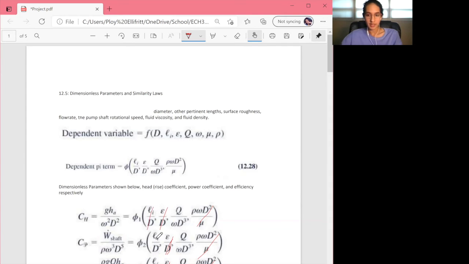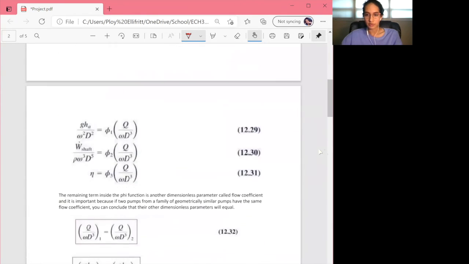And because we're talking about pumps that are geometrically similar, we can also ignore this first term. So then it whittles down to these equations here.